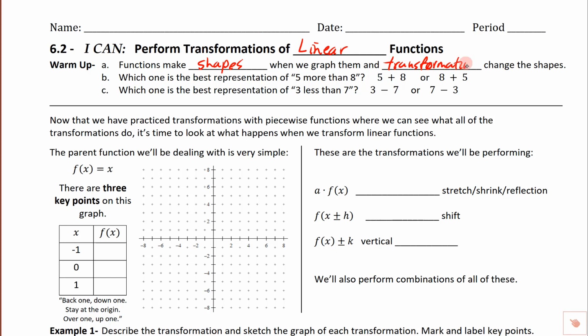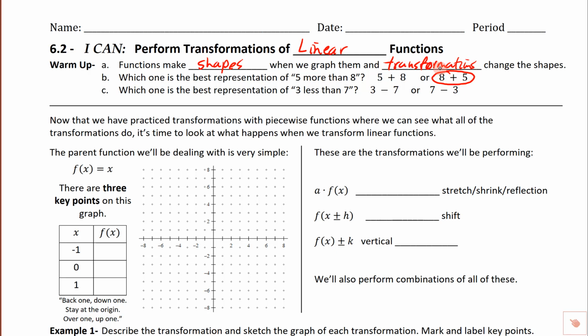All right, now I've got a couple quick arithmetic questions for you here, translating a phrase into a mathematical sentence. It says, which one is the best representation of 5 more than 8? Should we do 5 plus 8 or 8 plus 5? Well, if we say 5 more than 8, everybody knows that the answer is 13. And both of these actually give us the answer, but this is the best representation.